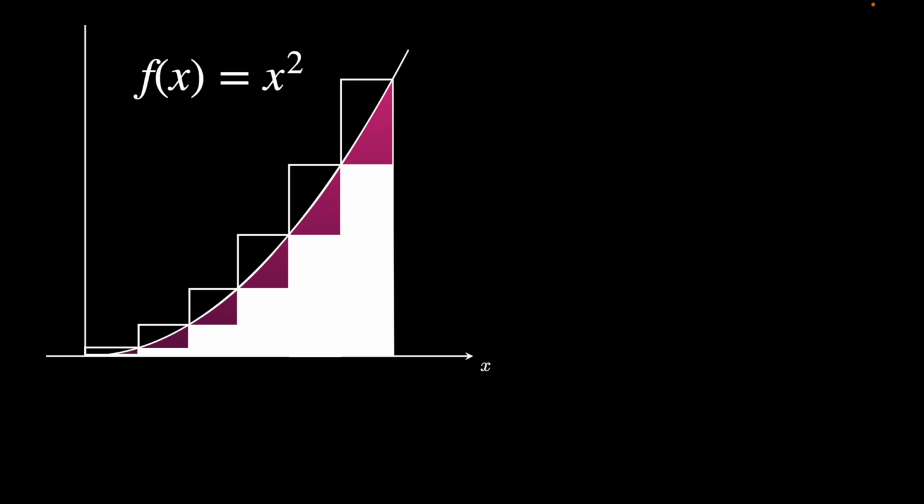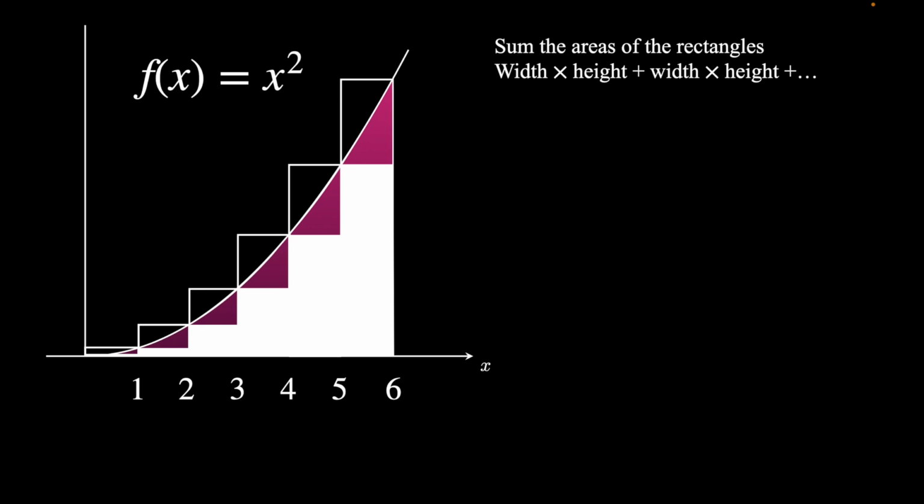And let's start with a curve like x squared. So we're going to look for the area up to 6 on the x-axis. And we're going to divide this area up into 6 partitions. So we're going to get 6 rectangles with widths of 1. So to find the area of those rectangles, we just want to sum up their areas. So width times height plus width times height and so on.